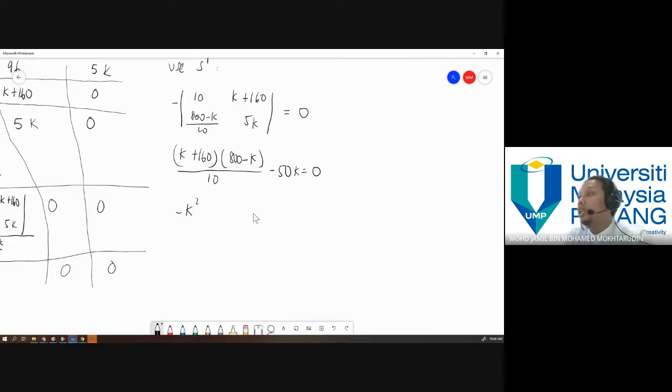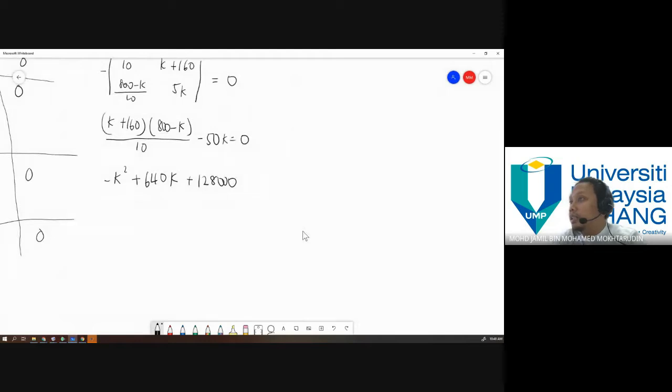Even simple things become a panic. 640K plus 160 times 800. So in the exam, for simple things, even 0 times 1, use the standard calculator. Okay, and then further simplified, so we get K squared plus 140. Okay, I'll recalculate later, because I think there's a mistake somewhere. Okay, so we get a quadratic equation. So use the calculator to get the value of K.